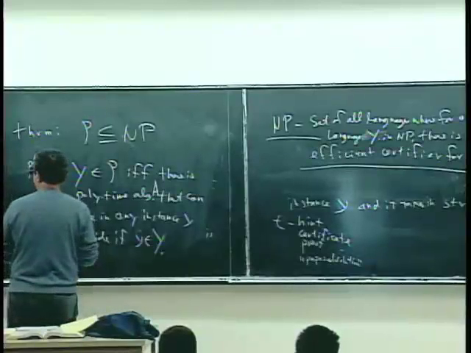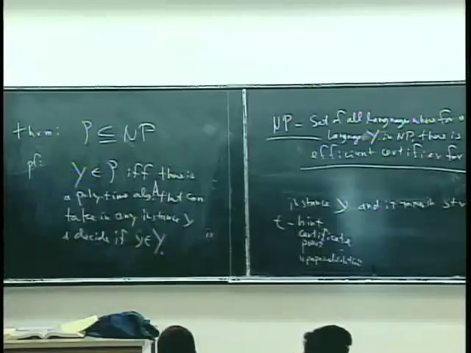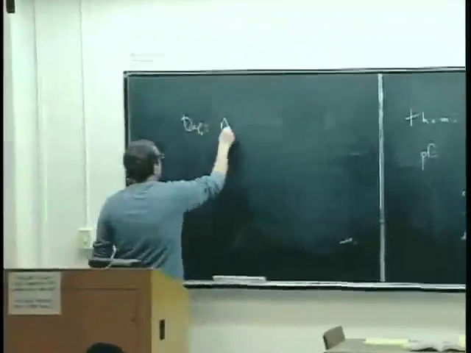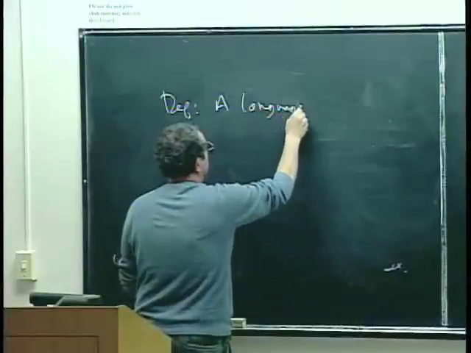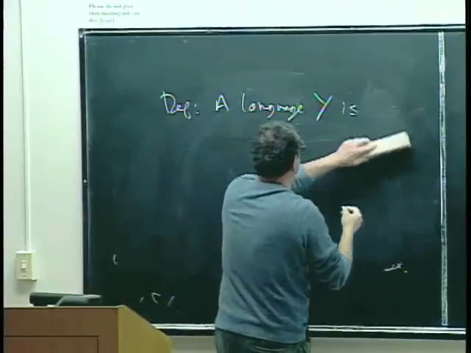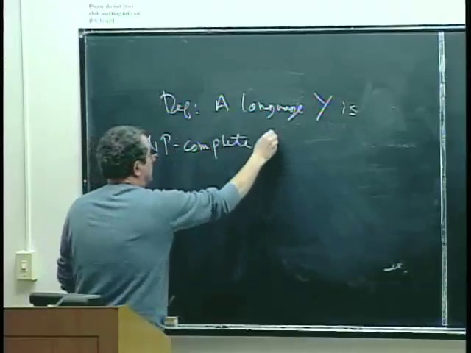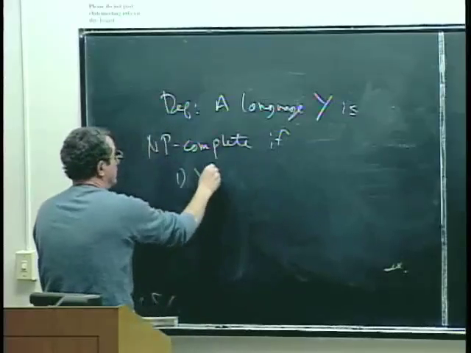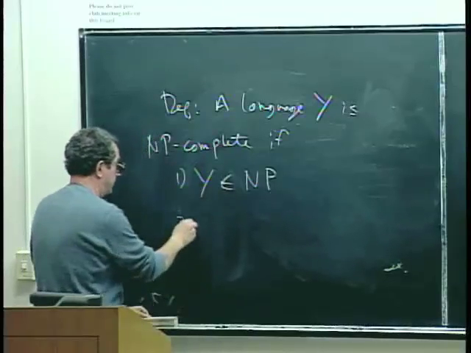Okay, so that's one fact, a trivial fact. Now I want to define NP-completeness. We have 1 minute, and that's all we need. Definition: a language Y is NP-complete if, one, Y is in NP. So it has to be in NP. That's a rather trivial thing.